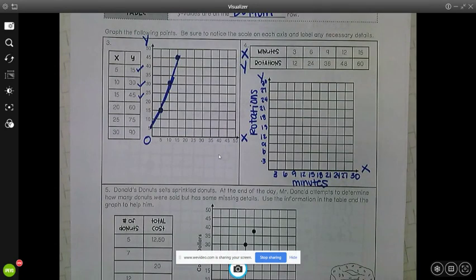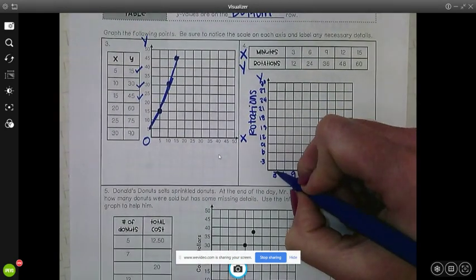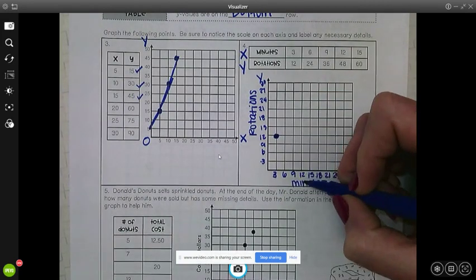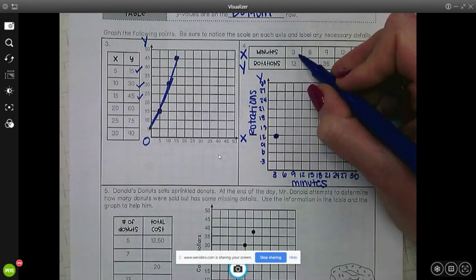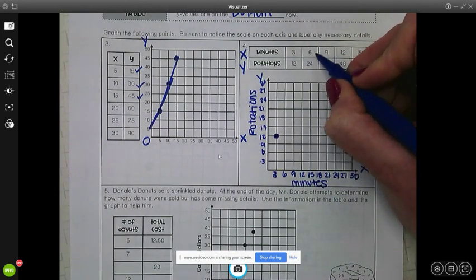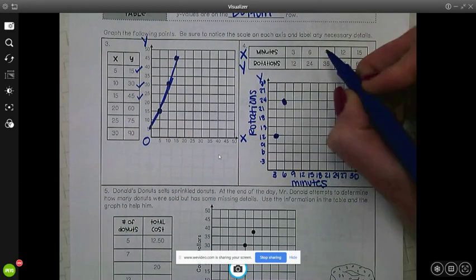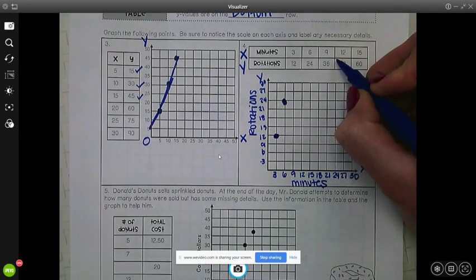So the first one says it's at 3, 12. So we're going to go over 3, up 12. The next one says 6, 24. So these are your ordered pairs that go with their column. So 6 and 24, I'm going to go from 6 all the way up. And I did those. Now over here, it's 9, 36.